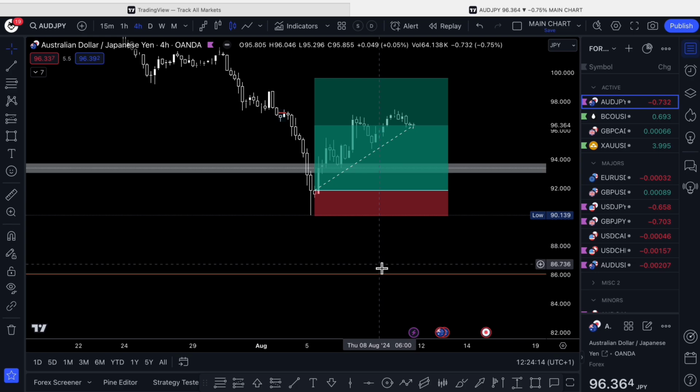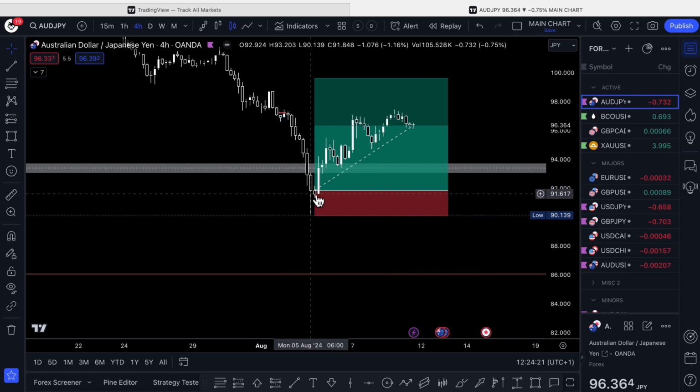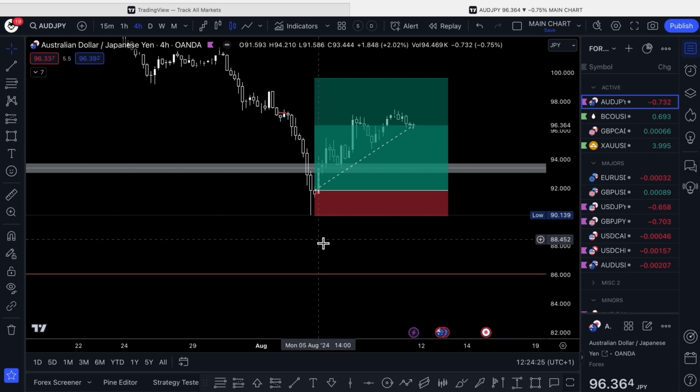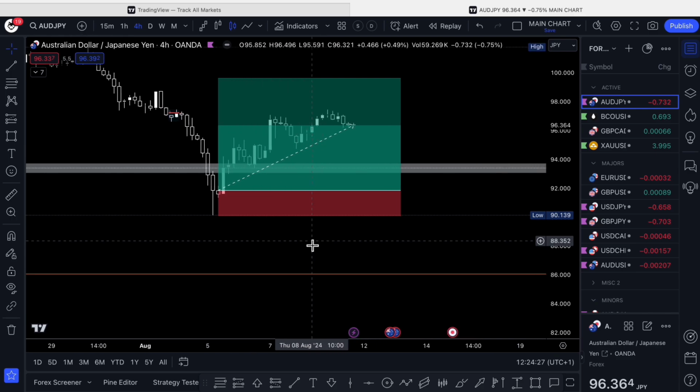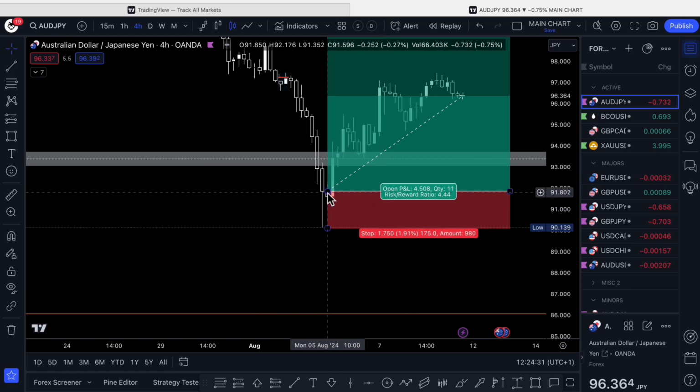What we're doing is we're looking for added confluence. So we're getting to this support zone. As you can see, we've had a big tail appear here on the candle. That alone is an entry signal. So I entered the trade. As you can see, I entered right here.